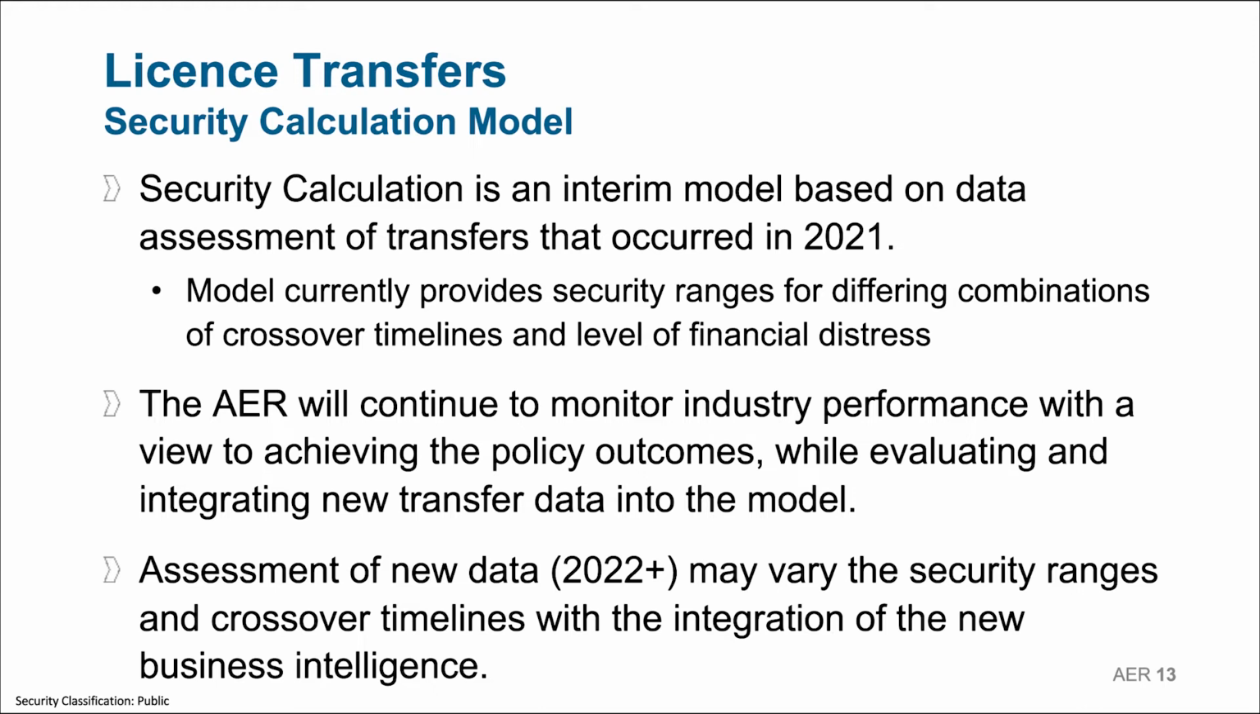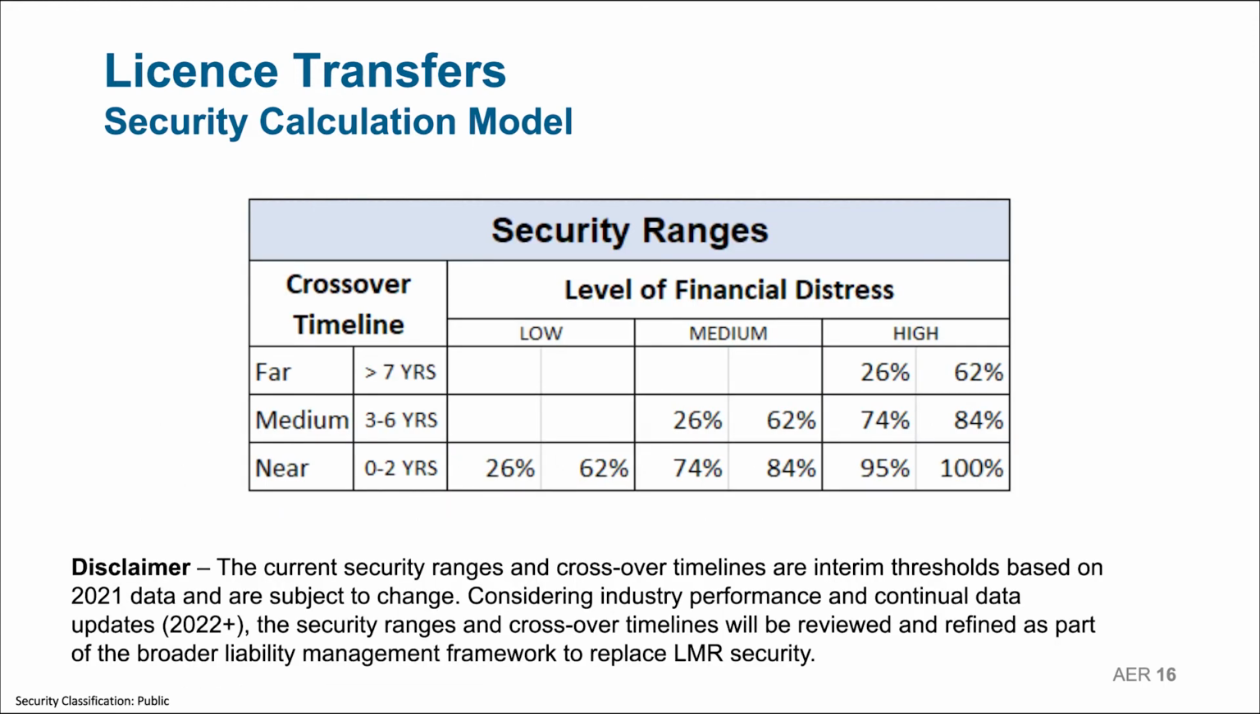The security ranges and crossover timeline may also be updated as the new liability management is fully implemented and the broader security framework is developed. Factors in the risk group of the LCA are used to assess the level of financial distress and are categorized as low, medium, or high. These factors evaluate the likelihood of a licensee being able to fund their regulatory and liability obligations. Level of financial distress is determined by analyzing the financial information required annually or as directed by AER through Directive 67. Widely accepted financial ratios distinguish licensees that are financially healthy versus those that are in distress.